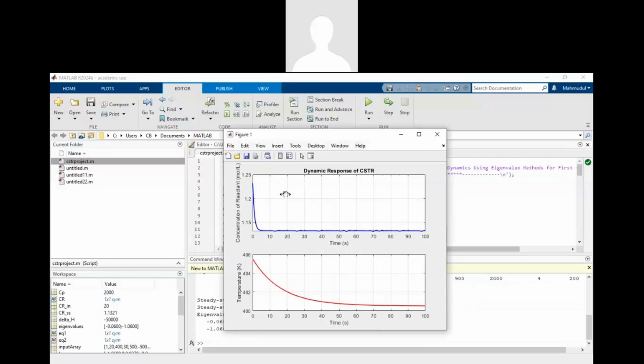From the graph we can see that the concentration of the reactor, after approximately 3 seconds, reaches the steady state process, and the temperature, approximately after 60 seconds, reaches the steady state process. Therefore, given that the reaction conditions remain unchanged, this reactor will operate without any stability issue.